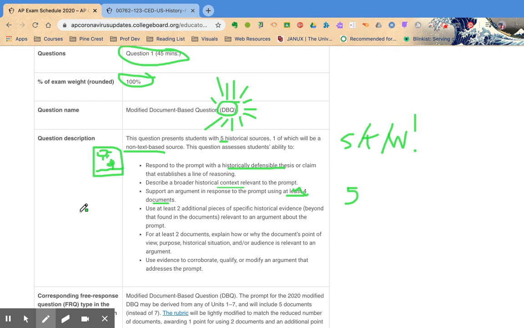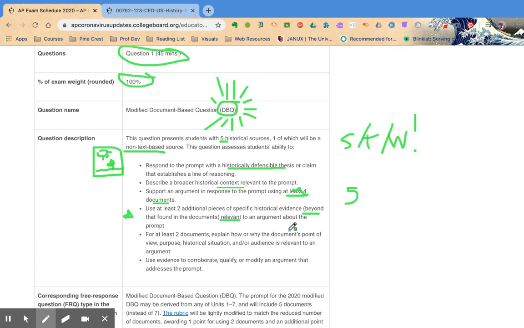In the previous case, use all 7, because if you did mess up the interpretation of a document, they're still going to give you points for it. So again, you want to just use all 5 anyway. So ignore that, but you definitely want to support your argument. Now, and we'll see this in the rubric, you use 2 additional pieces of specific historical evidence that are beyond the documents, beyond those found in there. But it has to be relevant to your argument and claim. So that's a new thing. We're going to see that in the rubric for 2020.